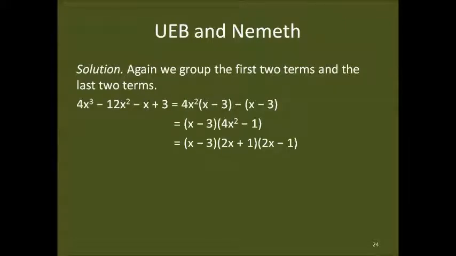So here's an example, print first, solution, and that's a paragraph heading, it's in italics. Then we have a narrative sentence. Again, we group the first 2 terms and the last 2 terms. So that is going to be in UEB. The rest of it is definitely mathematical, so we're going to follow Nemeth code for that if we're in a state or district that uses Nemeth.